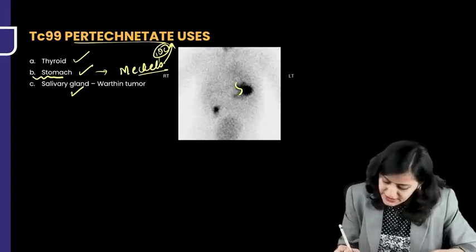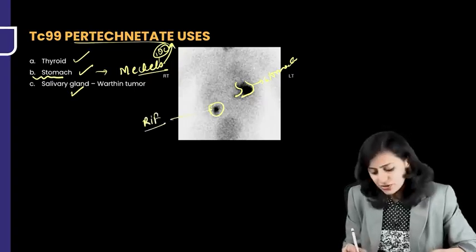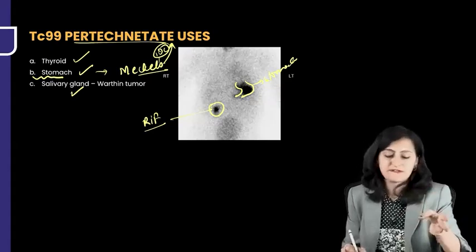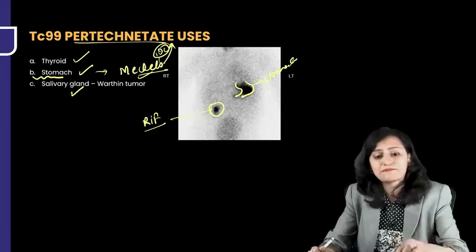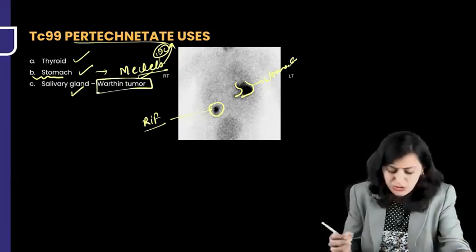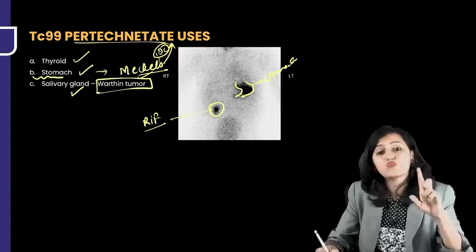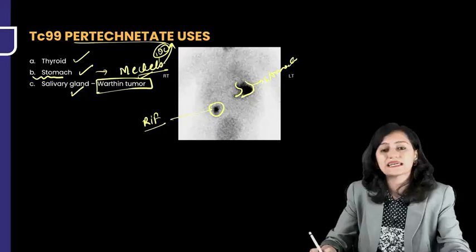So here you can see that there is an uptake in the left upper quadrant, suggesting the stomach. Similar to stomach, in the right iliac fossa, we see the uptake. So right iliac fossa, Meckel's diverticulum, ectopic gastric mucosa. Okay, so technetium-99 pertechnetate scan for Meckel's. And which salivary gland tumor shows the hot spot? Remember, Warthin's tumor is the salivary gland tumor which shows the hot spot on the pertechnetate scan.